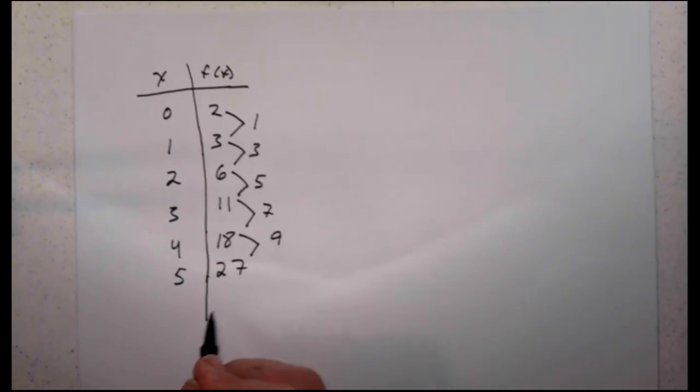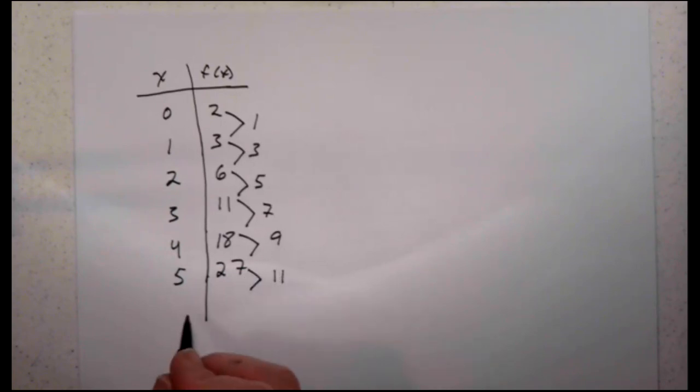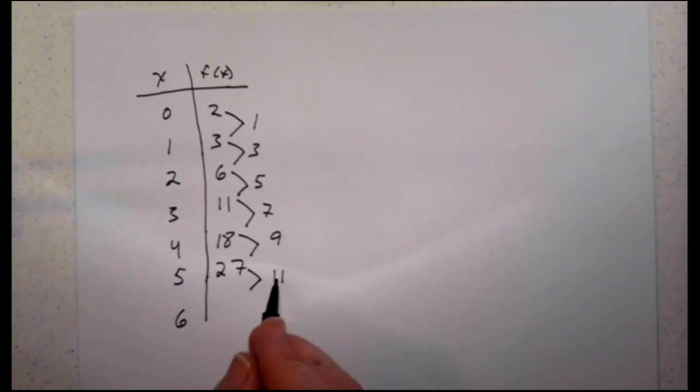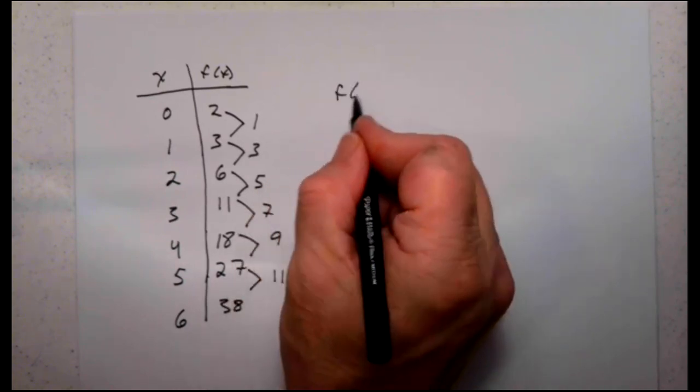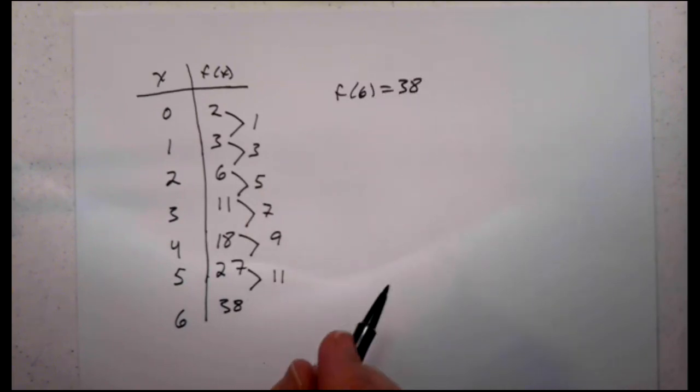So I'm looking at the next one, continuing the same pattern. The next one should go up by 11. So if I have 27 here, 27 plus 11 is 38. So I predict then that f of 6 is 38. Now, there's many other ways that you could do this, but that's the first one that comes to mind for me.